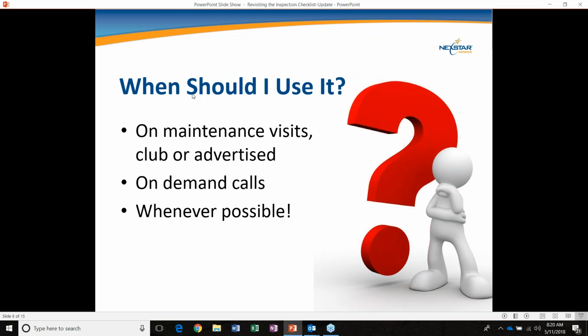So when should we use the checklist? Well, we should always use them on maintenance visits, clubs, system checks, any advertised tune-ups, of course. I also recommend using them on demand calls, all right, whenever possible. Anytime you have an opportunity to use your checklist, this is a tool that can help you.